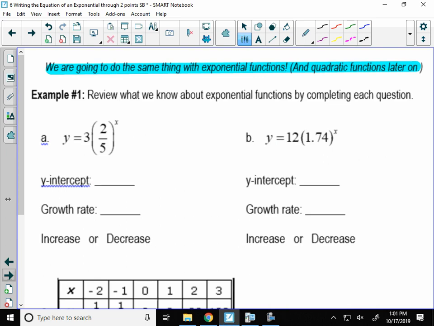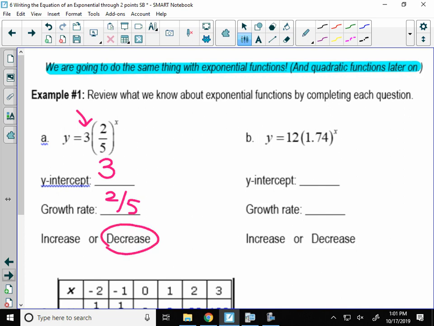Here's what you did yesterday. Real quick, let's review an exponential. We looked at an exponential equation and we identified parts of it. What's the y-intercept for the first equation? 3. This starting value is the first number you see. That's the y-intercept of your equation. What is its growth rate? 2/5. Now, that growth rate is less than 1. So is that exponential increase or decrease? Decrease.